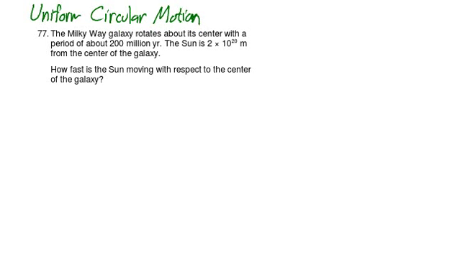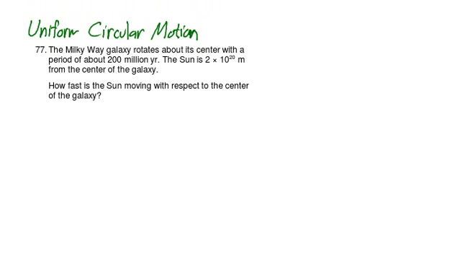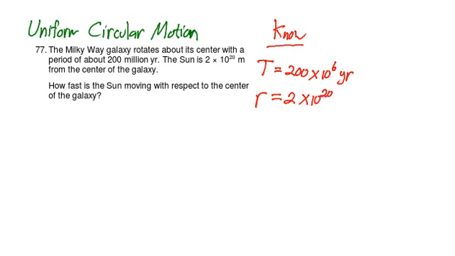We're given some information about the rotation of the Milky Way galaxy. So I'll go ahead and make a table of what I know for this problem. We know the period of the motion that we're talking about is 200 million years, so that would be equal to 200 times 10 to the 6th years. And I may need to convert that into seconds later on in the problem. And then the object of interest is the Sun that is rotating around the center of the Milky Way galaxy, and we're given that its radius is 2 times 10 to the 20th meters.